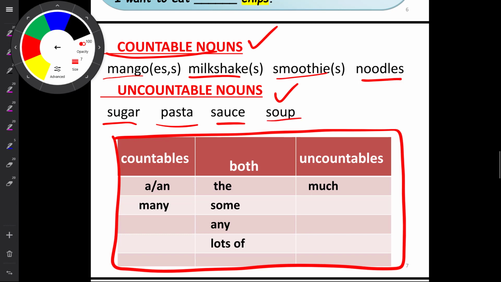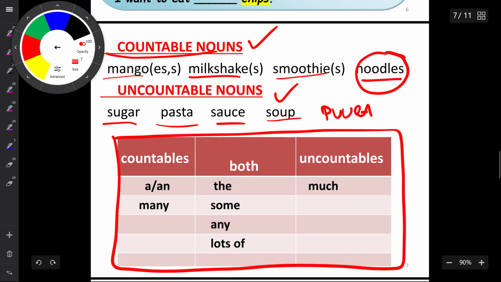These are uncountable nouns. Mango, singular; mangoes, plural form. Milkshake, singular; milkshakes, plural form. Smoothie and smoothies. Noodles, we use this word with the plural form. Okay. Uncountable nouns haven't got any plural form. So, sugar, pasta, sauce, and soup.